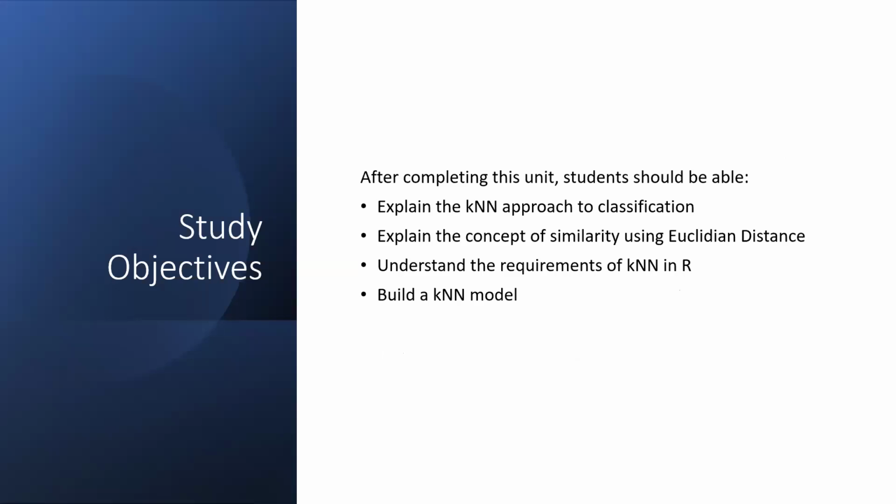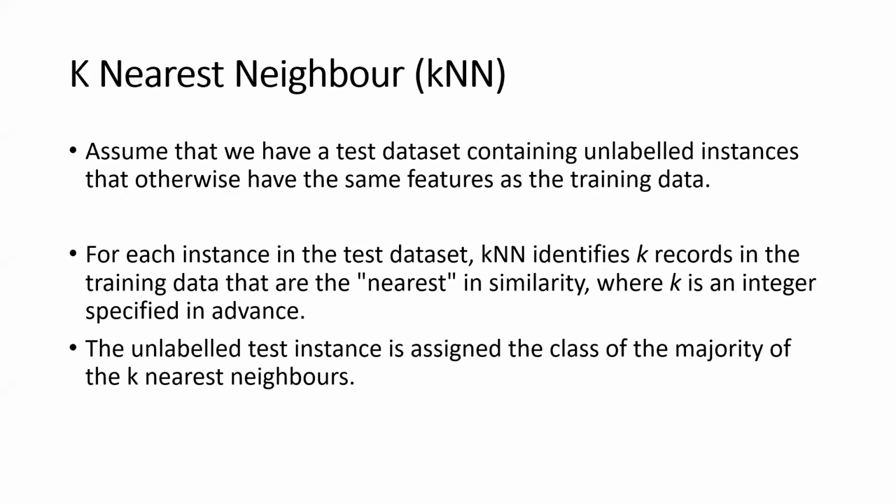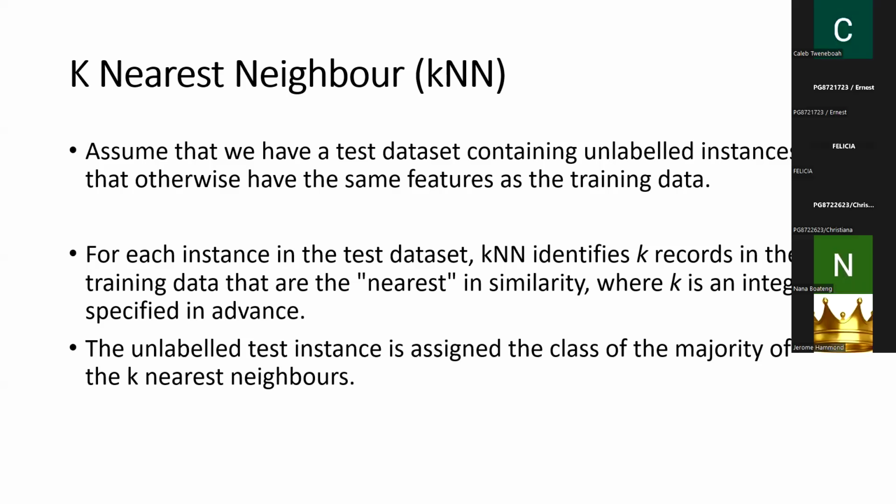So I was talking about KNN and the fact that it is a classification model. What this model does is try to identify K records in the training data which, in terms of similarity, are nearest to whatever you're looking for, and then it classifies the object as an instance of whatever is nearest.